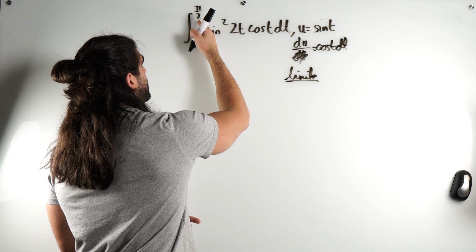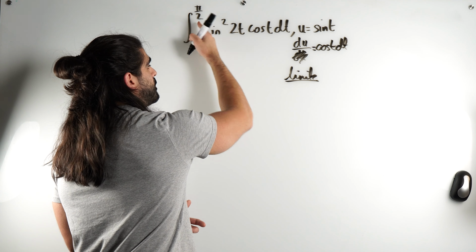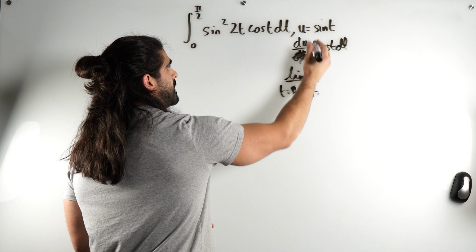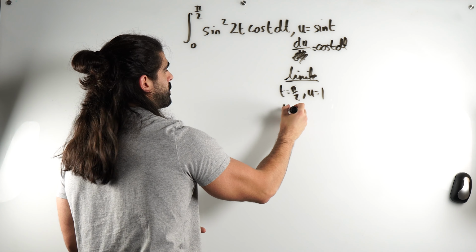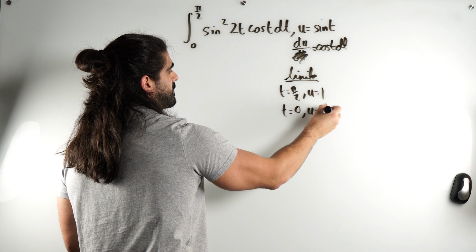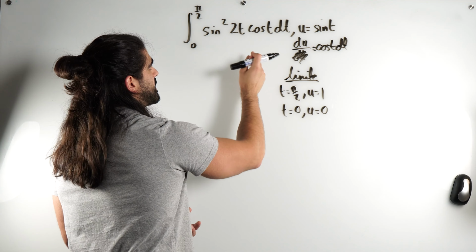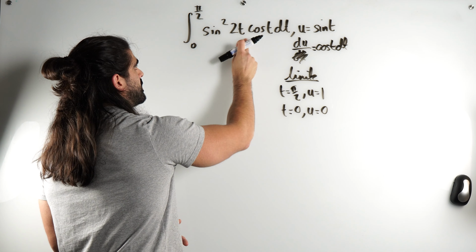Now, here we have t is pi over 2. So t is pi over 2. What do we get for u? Sine of pi over 2 is 1. When t is 0, sine of 0 is just 0. Now, there's actually nothing to cancel out here, so we're going to have to rewrite this as well.